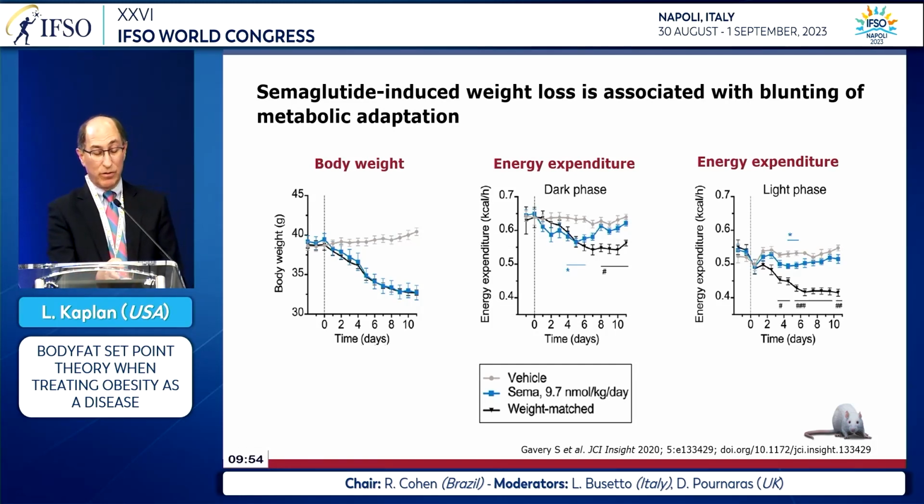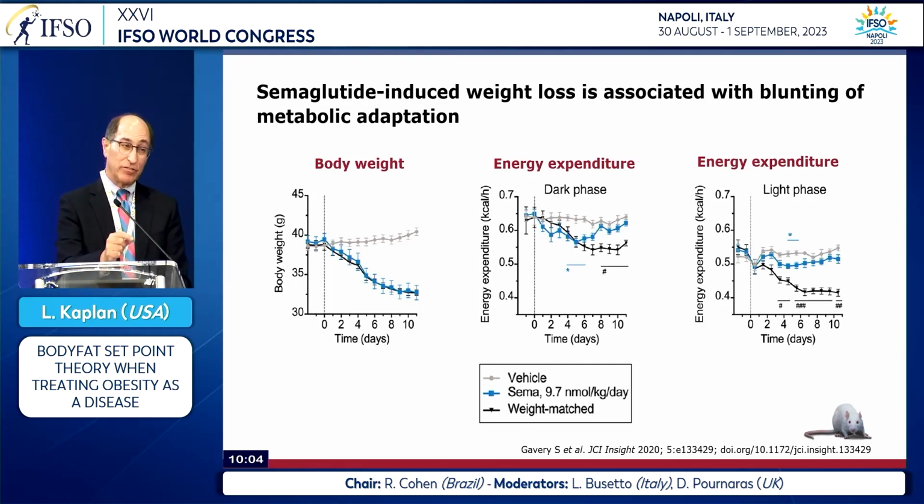And you'll notice that the placebo-treated animals in gray on the left gained a little bit of weight, and the animals that got semaglutide lost weight, and the animals that were calorie restricted were forced to lose weight by design, following the same curve. And if you look at what happens to energy expenditure, there's the dark phase when they're eating and the light phase when they're sleeping most of the time. You'll notice, particularly in the light phase, that when they restrict their food intake, in the black line, they decrease their energy expenditure. I just spent the whole talk emphasizing that. But when they get semaglutide to do the same job, they don't decrease their energy expenditure.